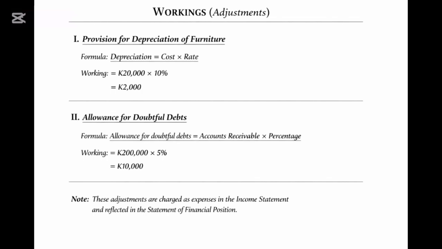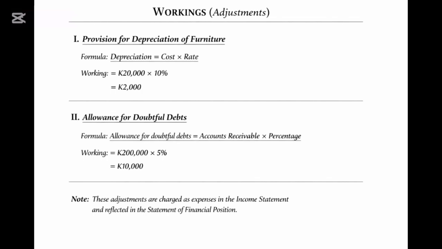The information is saying depreciation of furniture was at the rate of 10% per annum. So we depreciate furniture at 10% per annum. We say the provision for depreciation of furniture is cost times the percentage which we have been given. This is the straight line method. So 20,000 times 10%, which is 2,000.